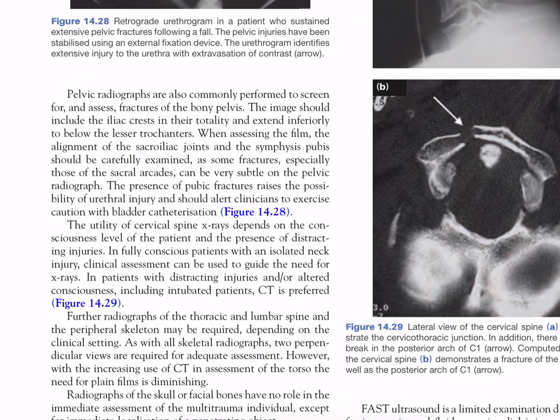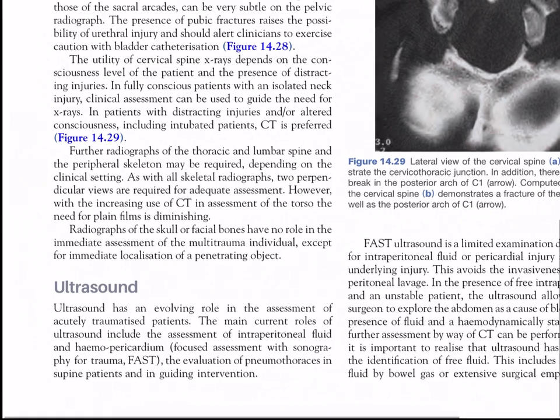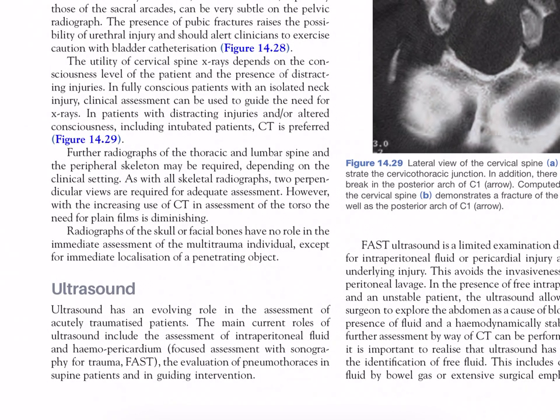catheterization. The utility of cervical spine X-rays depends on the consciousness level of the patient and the presence of distracting injuries. In fully conscious patients with an isolated neck injury, clinical assessment can be used to guide the need for X-rays. In patients with distracting injuries and or altered consciousness, including intubated patients, CT is preferred. Further radiographs of the thoracic and lumbar spine and the peripheral skeleton may be required depending on this clinical setting.